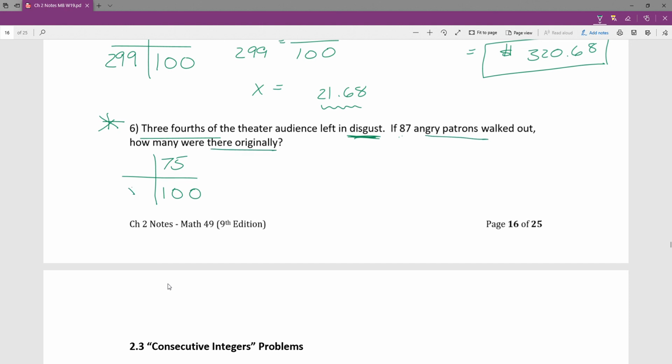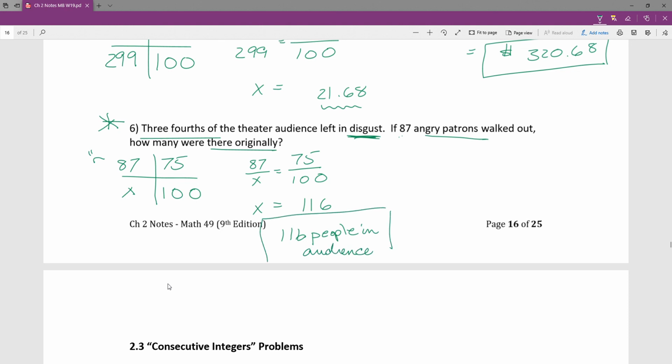So we don't know the whole, but we do know the part that we're unhappy, right? This is going to allow us to solve for how many there originally were. So X is going to give me 116. So there were 116 people in the audience. So that's the most likely way, given the way that I've been doing these ones.